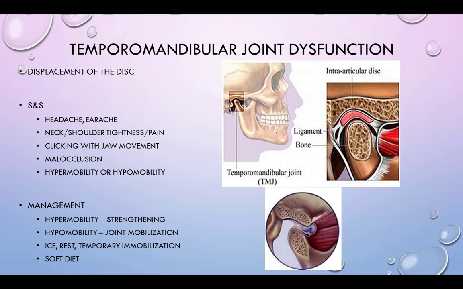TMJ joint dysfunction occurs with displacement of the disc. Common signs and symptoms include headache, earache, neck and shoulder tightness or pain, clicking in the jaw, especially during movement, malocclusion, hypermobility, which is too much movement, or hypomobility, which is too little movement. Management for TMJ dysfunction should include strengthening if the problem is hypermobility, joint mobilizations if the problem is hypomobility, ice, rest, and possibly temporary immobilization.